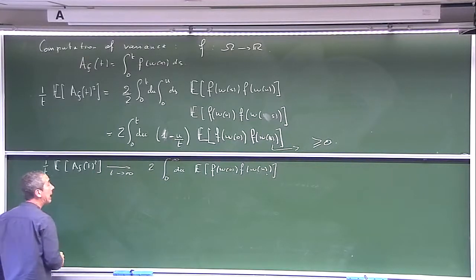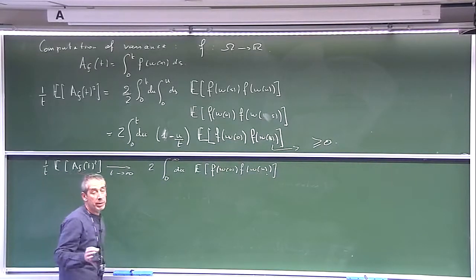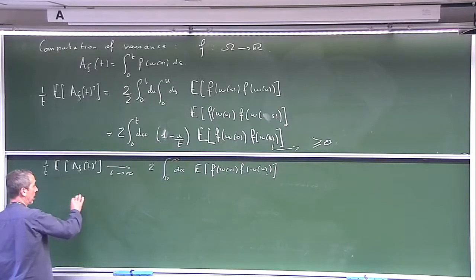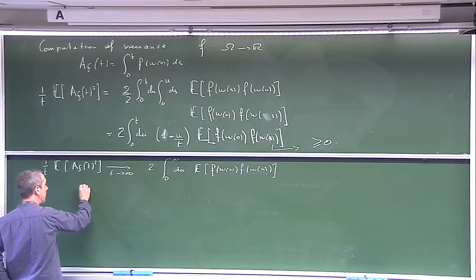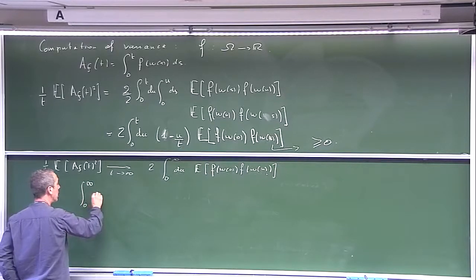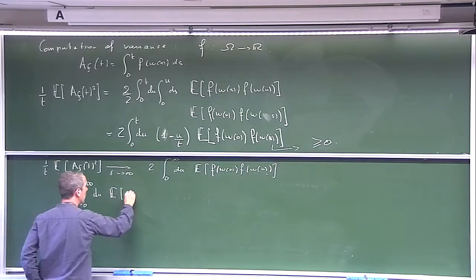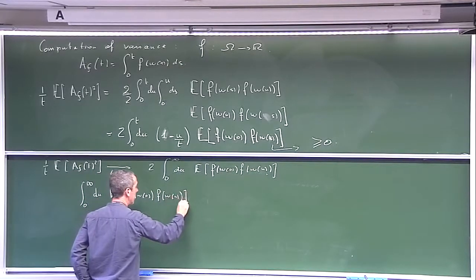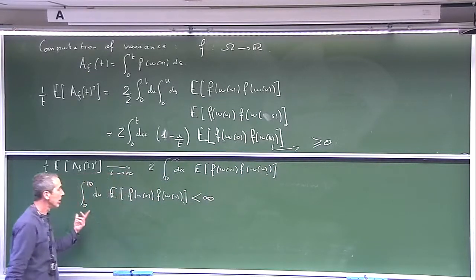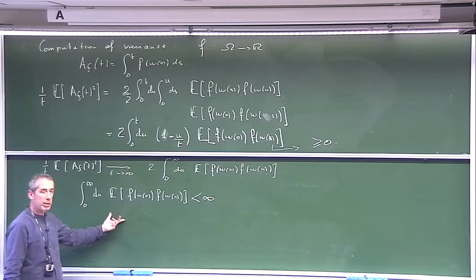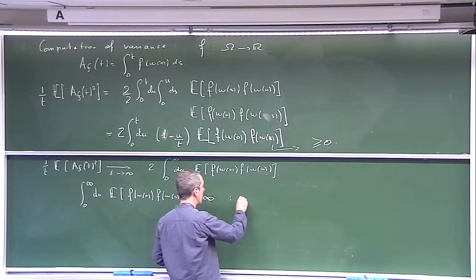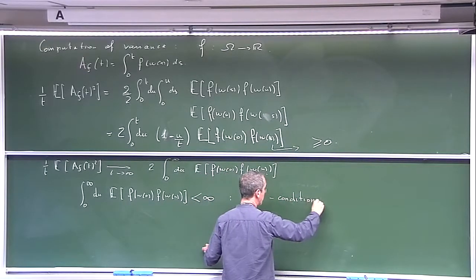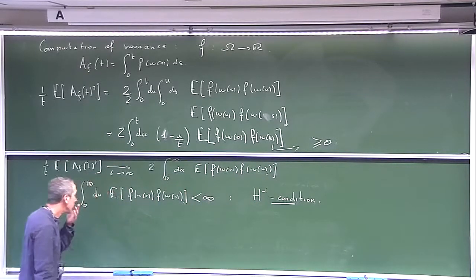Never mind. Now, the limit might be finite or infinite. We are interested in cases where the limit is finite. So we get a finite limit if and only if the integral from 0 to infinity of du times the expectation of f omega of 0, f omega of u, is finite. And so this condition, let me give it a name because it plays a role. I will call that the H minus 1 condition. So just a name for the moment.